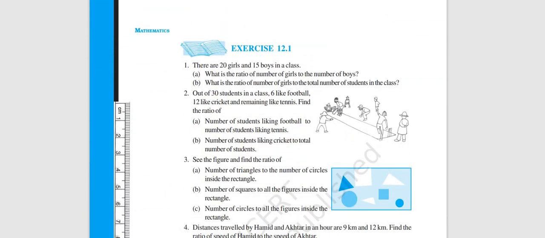Exercise 1. In this, the first question is, there are 20 girls and 15 boys in a class. A: What is the ratio of number of girls to the number of boys? B: What is the ratio of number of girls to the total number of students in the class? To determine these two ratios, we require the number of girls, number of boys, and total number of students in the class. But in this, only number of girls and number of boys are given. So first you have to calculate the total number of students. If we add girls and boys, we will get the total number of students.